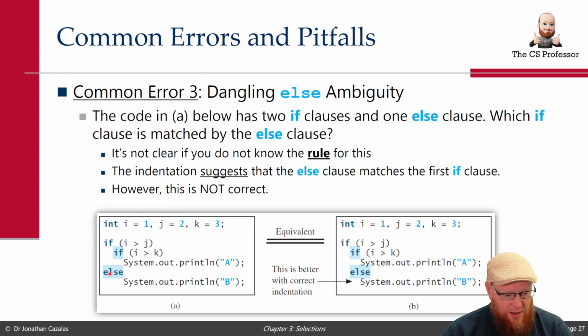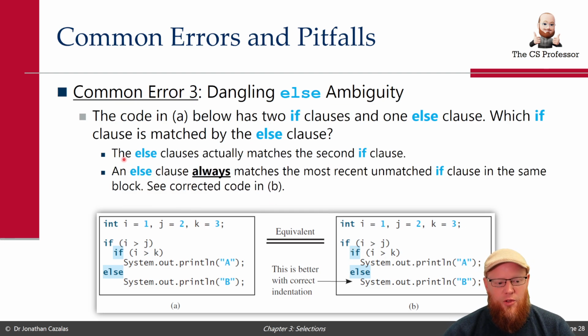Now, visually, the suggestion is that this else, with the print statement to print B within this else, based off of the indentation, matches with the first if statement, but that's not correct at all. In fact, this is what's really happening in code, is that the else goes with this if block, or with this if clause. So the question, why is that the case? And here's the rule. The rule is that the else clause will always match the most recent unmatched if clause in the same block. So when you look at block A, and we see this else, we say, which if does it go with?